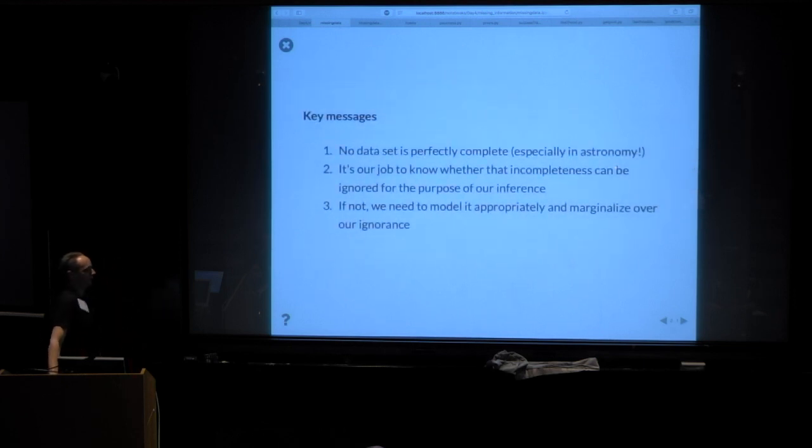So key messages, in case you get lost later on, which I would totally understand. As Adam sort of alluded to, no data set probably is perfectly complete, and it's especially true in astronomy, where we are sadly stuck here on planet Earth, and all we get to do is look at the sky and see what we can see, right? Our job as people who work on data is to know whether that incompleteness matters for what we're trying to do. And if it does matter, it is our job to model it appropriately and marginalize over the stuff that we don't know.